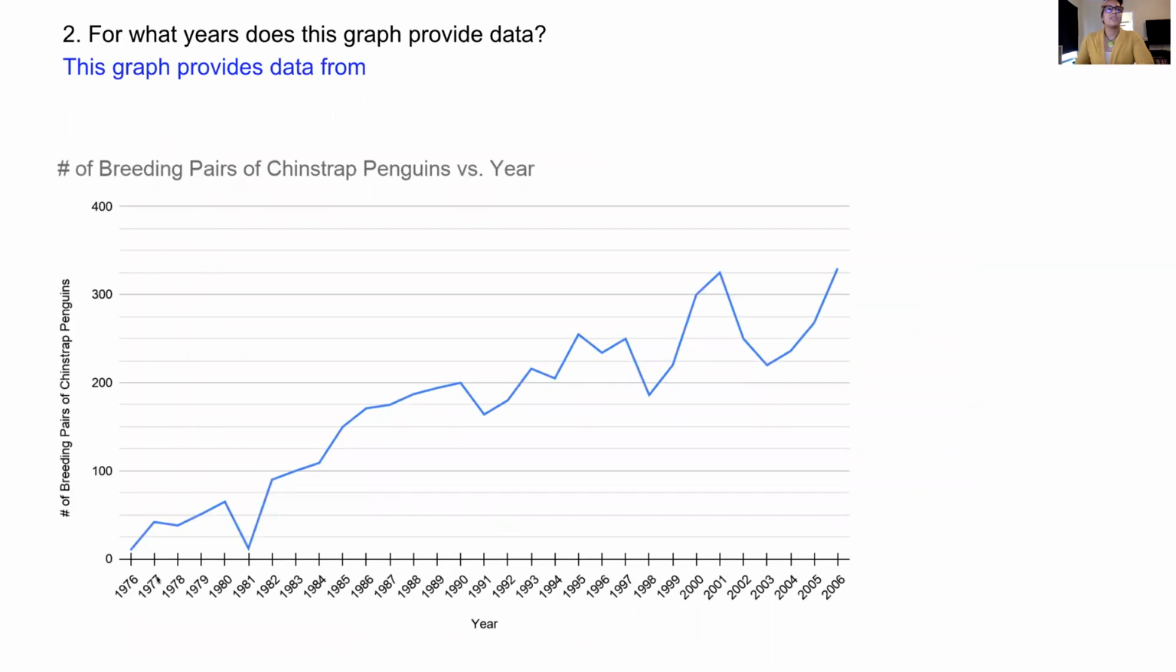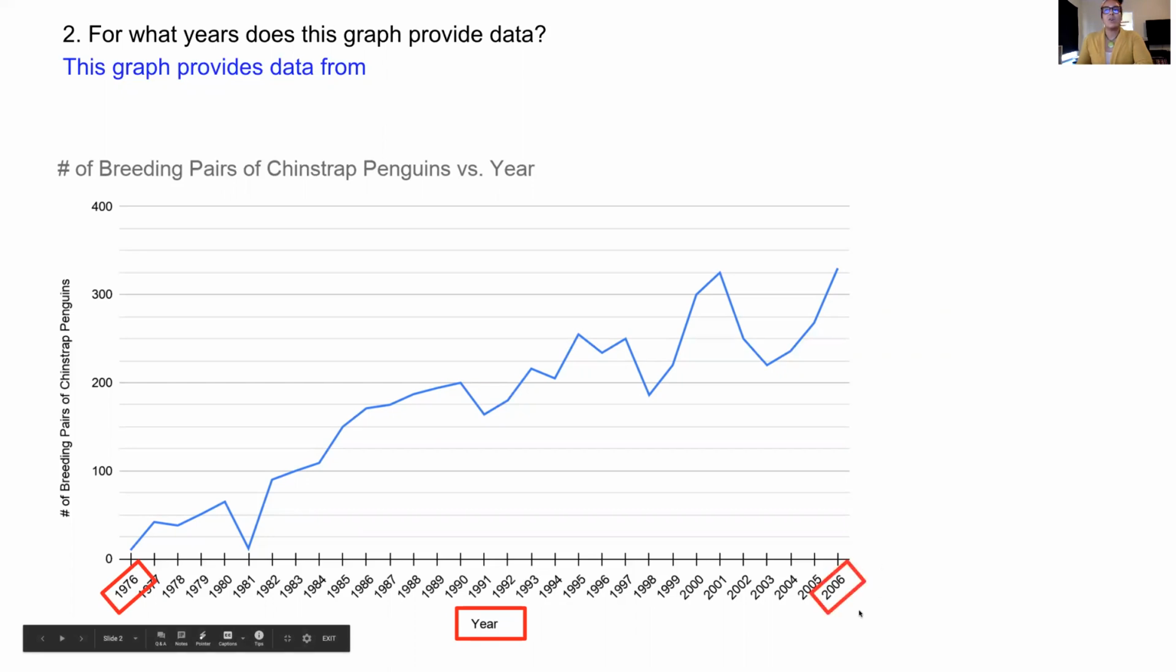The next question asks, for what years does this graph provide data? So in order to do that, I want to find out where the years are located. And that is actually the title of my x-axis. So the years. And I want to know what years does this graph provide data for. So I'm going to look at the beginning over on the left-hand side, and we start in the year 1976. And this graph provides data all the way through the year 2006.